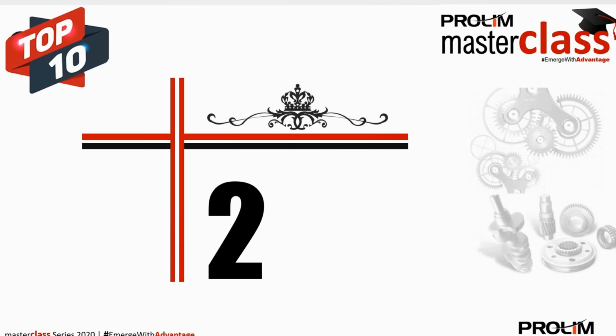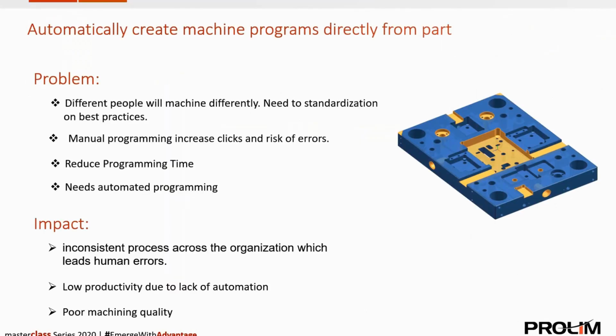Number 2. Automatically create machine programs directly from part. Main problems are different people will machine differently, need standardization. Manual programming increases clicks and risk of errors because there are multiple holes. We can forget to machine any hole. Reduce programming and machining time.